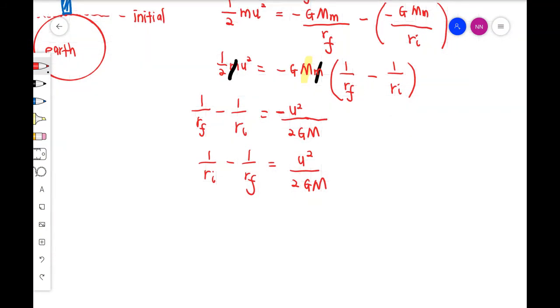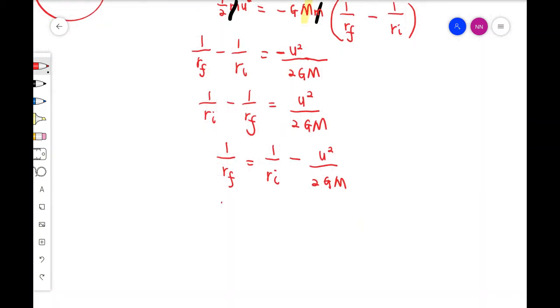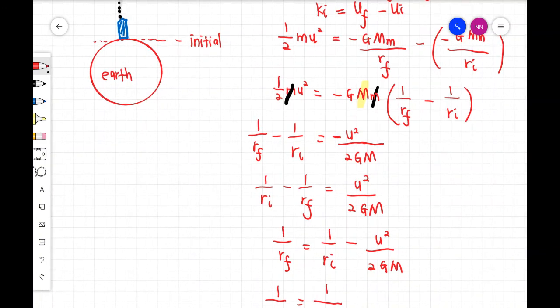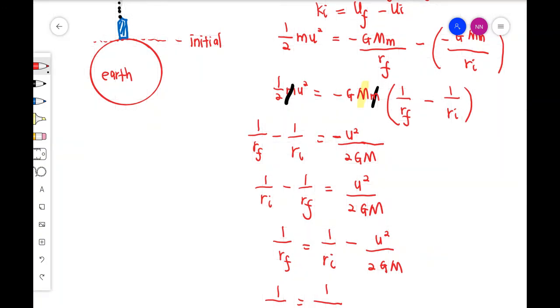So 1 over RF equals 1 over R initial minus U squared over 2 GM. Okay, so sekarang dah boleh substitute value. Boleh substitute value R initial. Initial position dia ada dekat Earth surface, initial position kat sini ya.